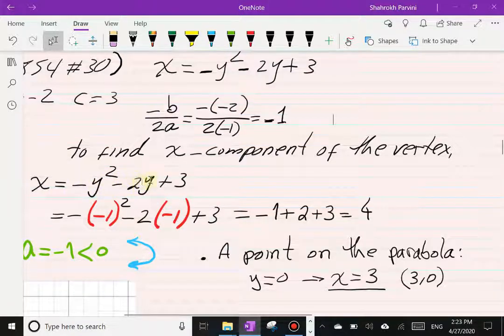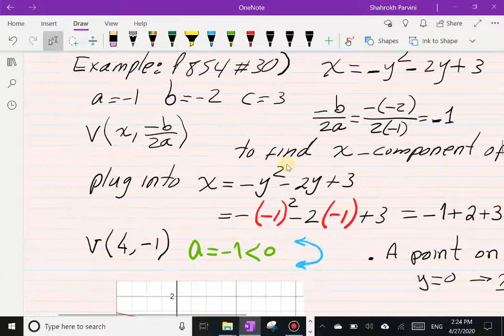Up here, you get 0. 0 and 0 plus 3 makes 3. I don't need a calculator for that. So x becomes 3. And there we have it. The point on the parabola is going to be 3, 0.